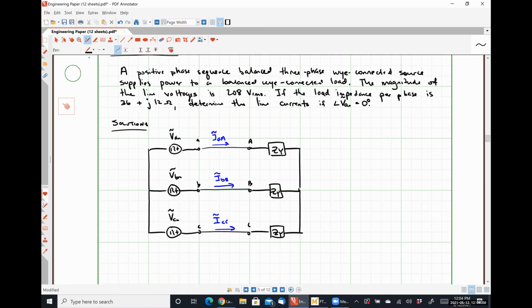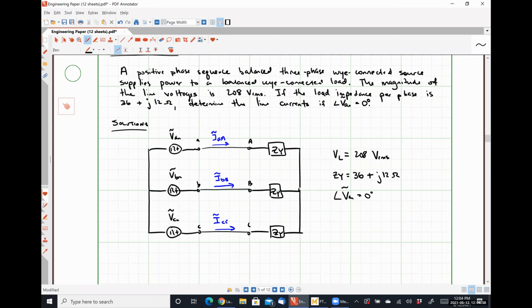All right, so let's talk about what we know, okay? We are told that the magnitude of our line voltages is 208 volts RMS. So I'm going to write VL is 208 volts RMS. We know that our load impedance per phase, so that means each phase, so ZY, is equal to 36 plus j12 ohms. And we know that the angle of VAN is equal to 0 degrees.